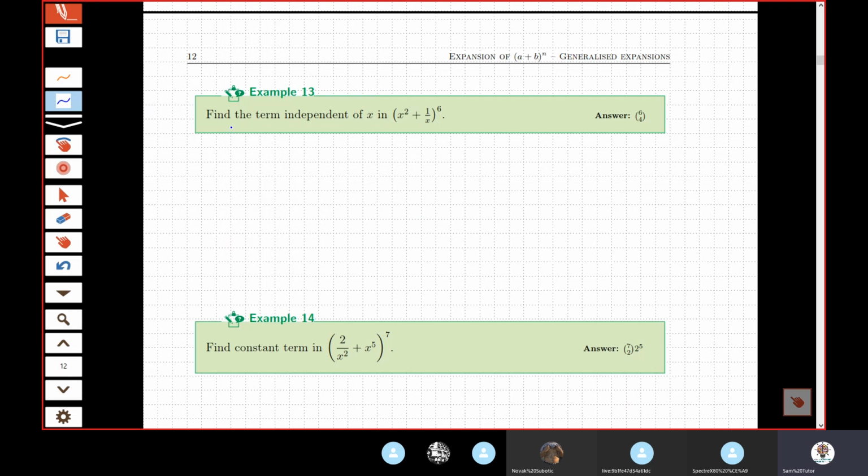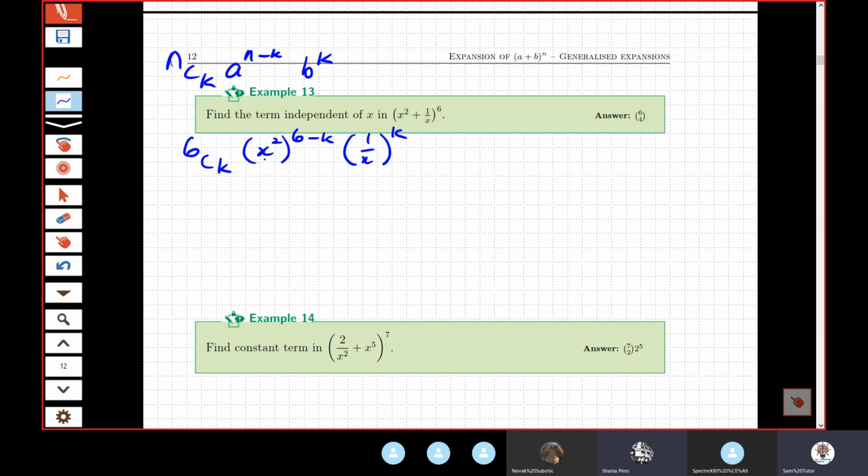I'll pick Shania. Shania, let's do this together. Right, okay. You ready? Yep. The formula is n choose k, a to the n minus k, b to the k. All right, n is equal to 6, so we're going to write 6 choose k, and then x squared to the 6 minus k, yep, and then 1 over x to the power of k.